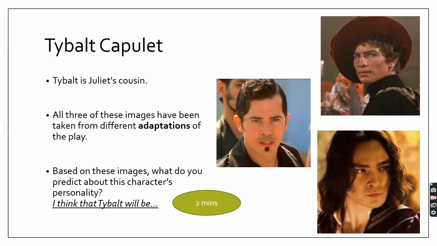So, our character that we're going to be looking at is called Tybalt Capulet. Tybalt is Juliet's cousin. Now, all three of these images that you can see on your screen have been taken from different adaptations of the play. So, for example, the one closest to the middle is from Baz Luhrmann's Romeo and Juliet, which is the most recent one, I think, that was done in around early 2000s.